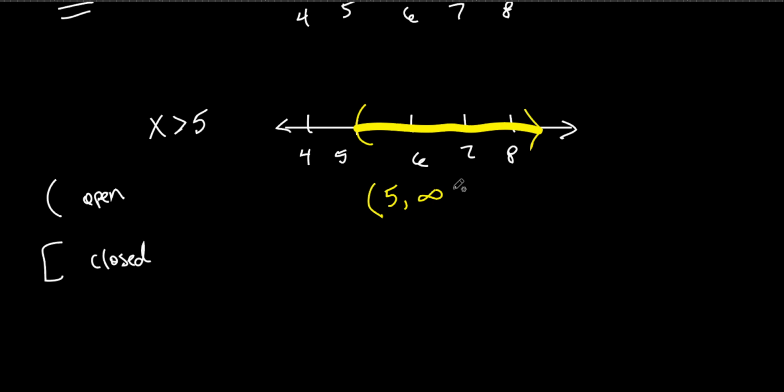Now, we need to close this off. Do we put a bracket or a parentheses? A parentheses. Why? Because infinity never ends. It keeps on going forever. Exactly. So this right here is interval notation. It's basically the same thing that you've done in the past, but the symbols are just a little bit different. It's not too hard, is it?